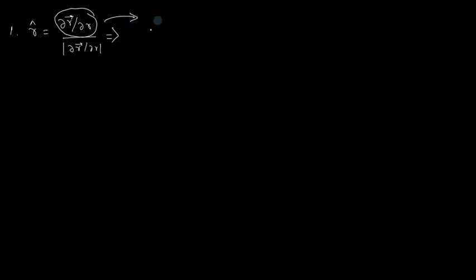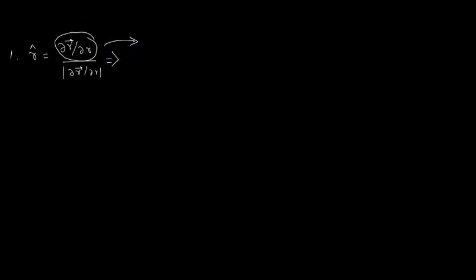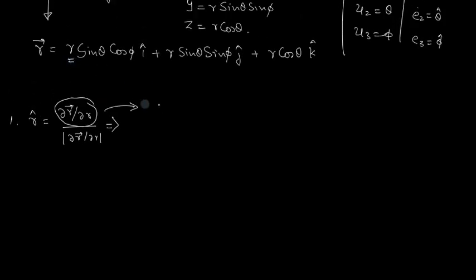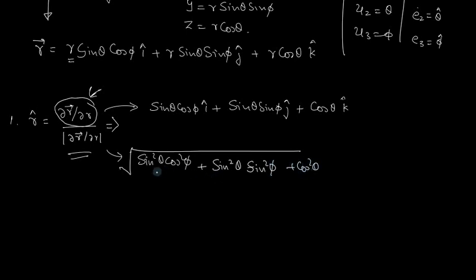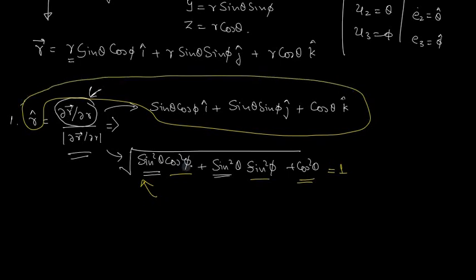If you differentiate with respect to r, you will get sine theta cos phi i cap plus sine theta sine phi j cap plus cos theta k cap. You have to take the mod of this. Its mod will be the square root of sine square theta cos square phi plus sine square theta sine square phi plus cos square theta. Take the common sine square theta, you will have cos square phi plus sine square phi, this is 1, so you are left with sine square theta plus cos square theta, which gets you 1. So your r cap is basically nothing but this quantity, which we have discussed in the previous lecture also.